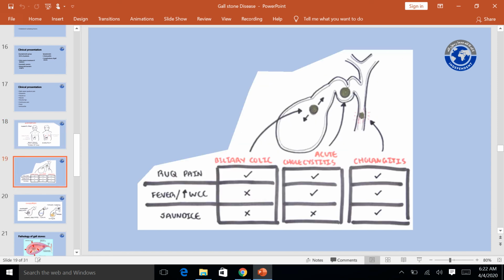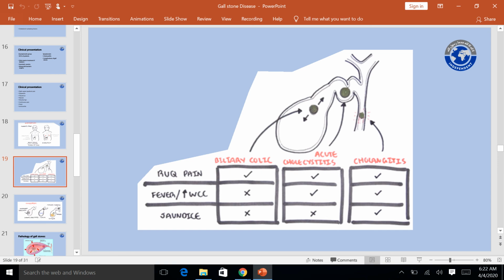There are usually three common clinical syndromes due to gallstones. First is biliary colic, in which patients have right upper quadrant pain, which settles down after some time. The other is acute cholecystitis, in which there is continuous right upper quadrant pain associated with fever and raised white cell count. And lastly cholangitis, in which right upper quadrant pain, fever, raised WBC count, and jaundice are also present.